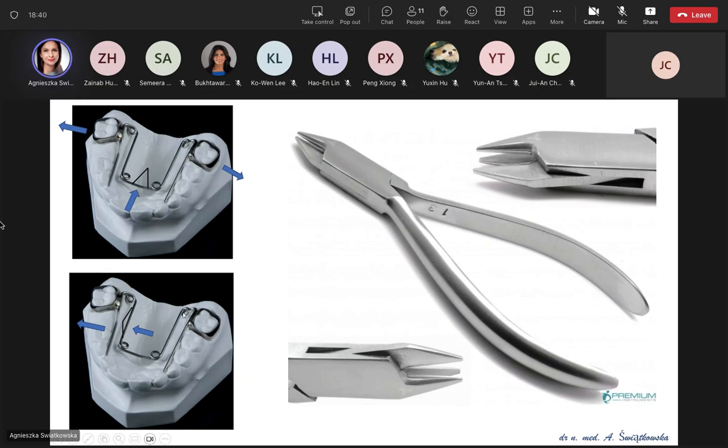If we want on both sides, we activate here. So here we have expansion not only on molars, but also on canine, premolars, or deciduous molars. If we activate here, we have only activation on molars, always on both sides. Here, we can achieve activation on one side.